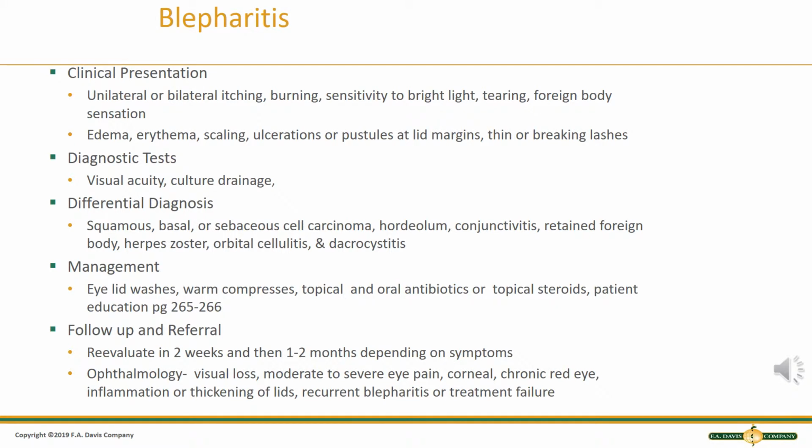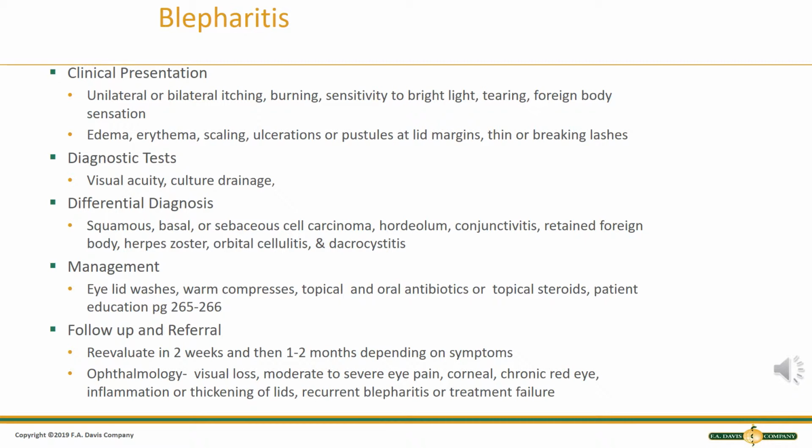Blepharitis can present as an ulcerative or non-ulcerative form, and a patient could also develop secondary infections. They may complain of bilateral or unilateral itching of their eyes, a burning or sensitivity to light, tearing, or feeling like there might be something in their eye. On exam, you'll see edema, erythema, and scaling. You may see ulcerations or pustules depending on the form at the lid margins, and thin or breaking lashes.